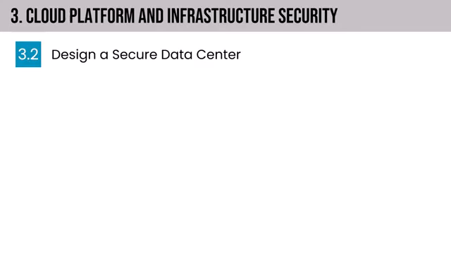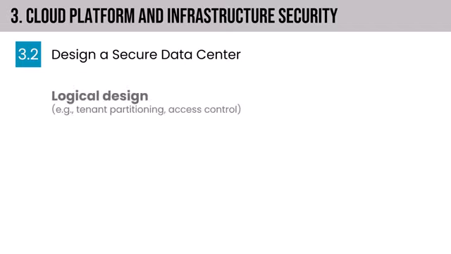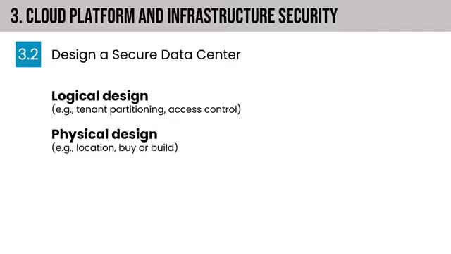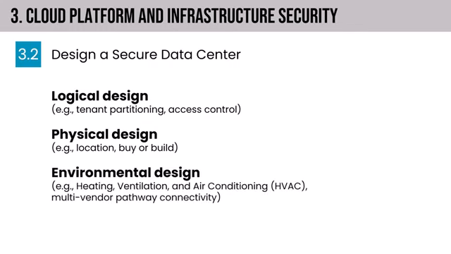Next up is 3.2, design a secure data center. Here we'll talk through logical design elements like tenant partitioning and access control, physical design elements like location selection and the build or buy decision, environmental design, heating, ventilation, and air conditioning, and multi-vendor pathway, and then what the syllabus calls design resilience, so building resiliency into design. And since the CSP is responsible for design of the physical data center, we'll talk about how customers can do their due diligence to ensure that the CSP's physical data center design decisions are adequate.